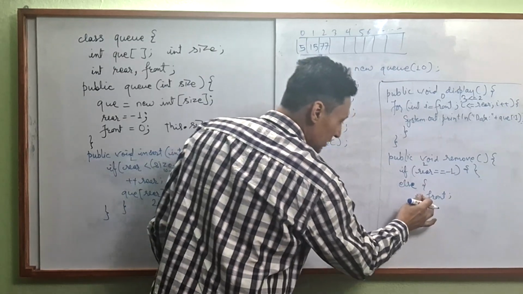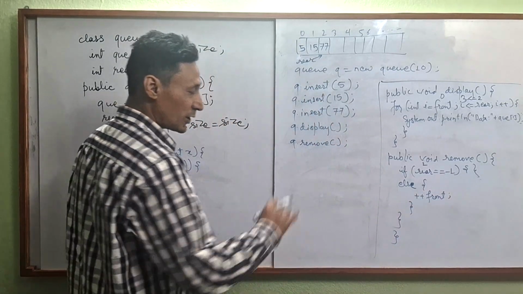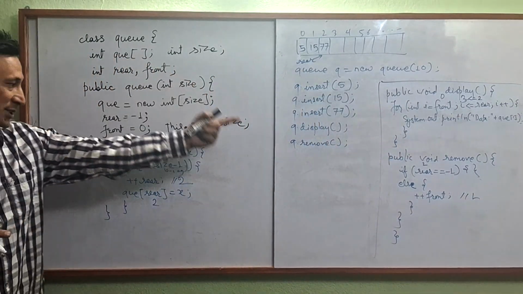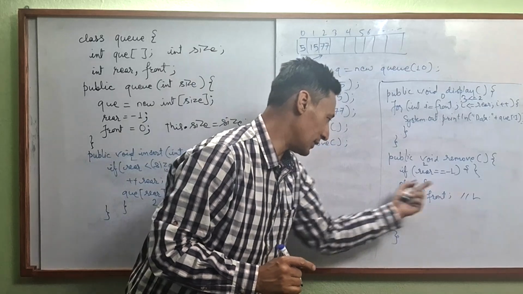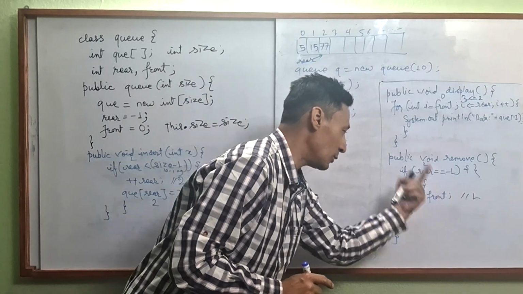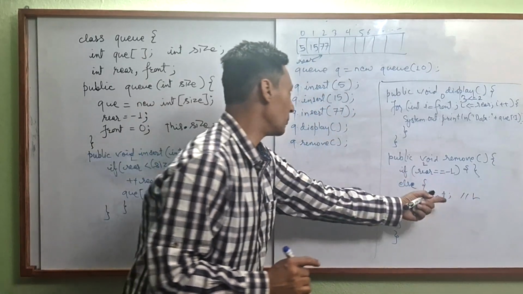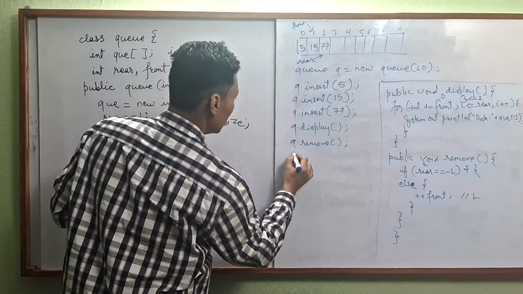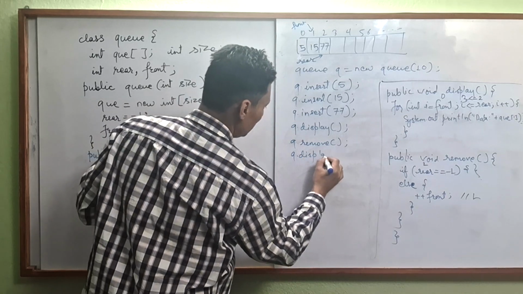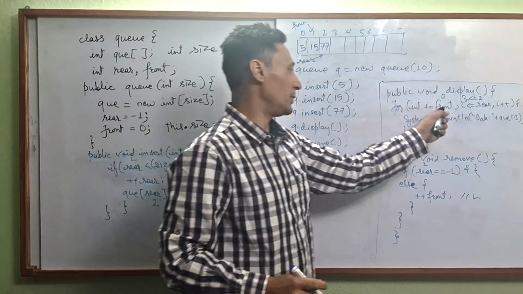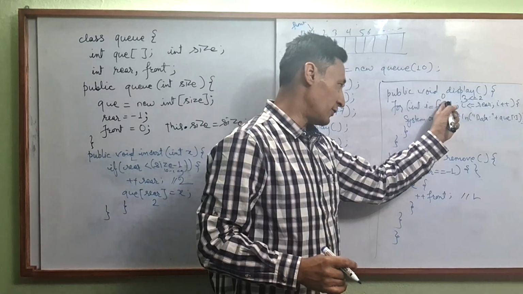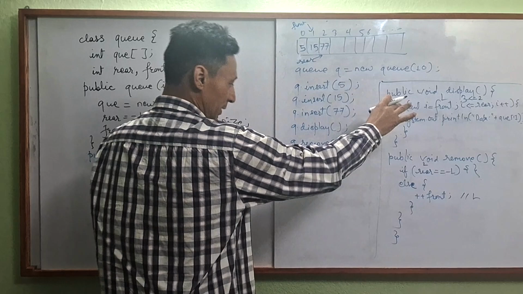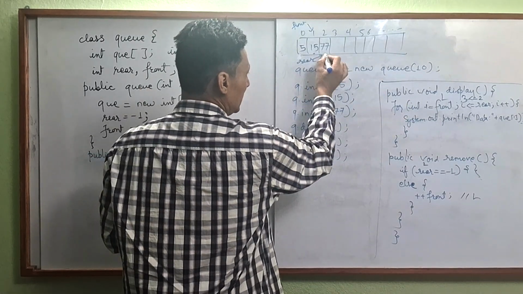Okay. Now in the else part, front is incremented. So front will become 1 because initially front was 0. So it is incremented by 1. This plus plus sign increments the value by 1. Okay, we know that. So front will be 1. Now if we call this display method, what will happen? Now this i will not be 0 because the value of front is 1. So it will become 1. So our display method will display the contents 15 and 77.